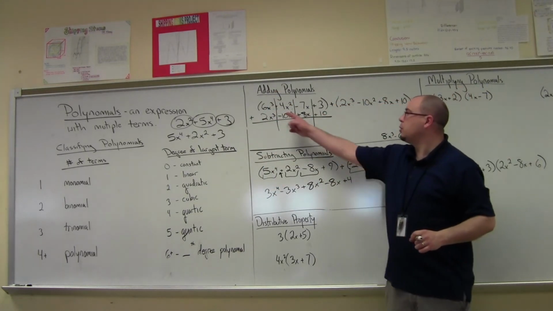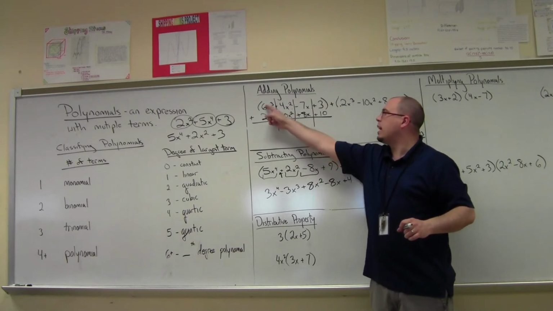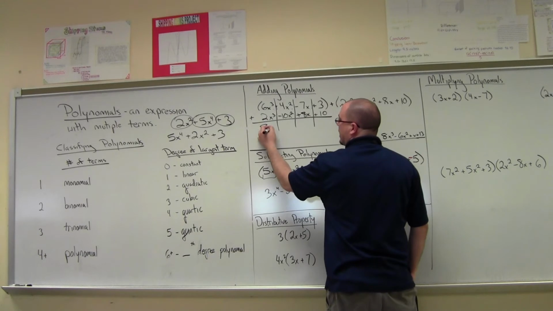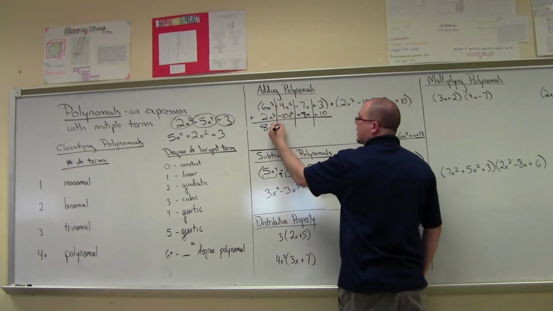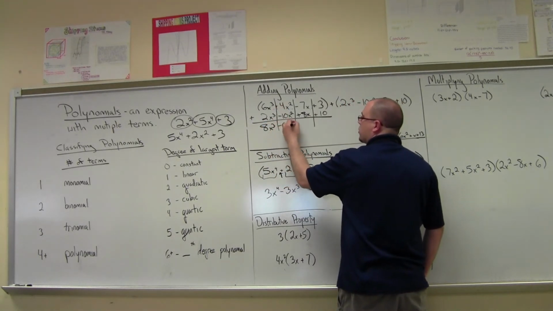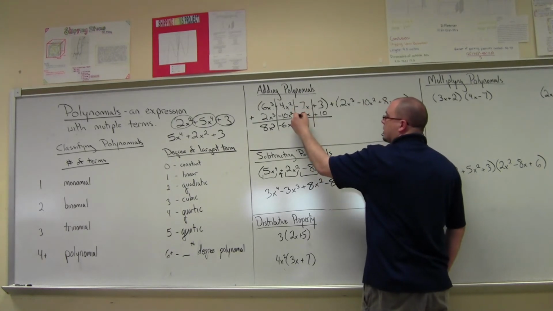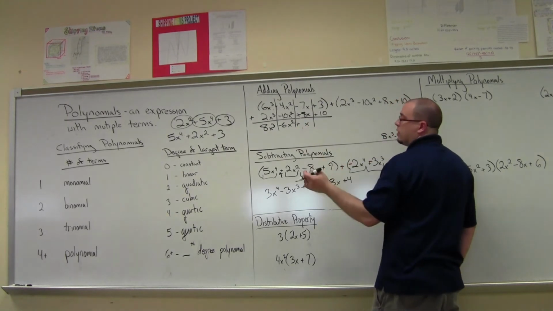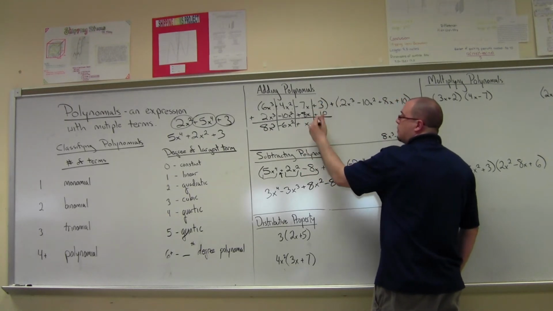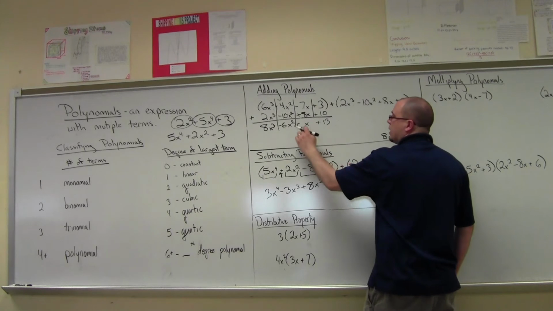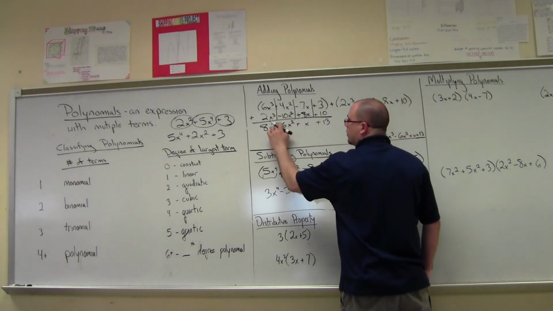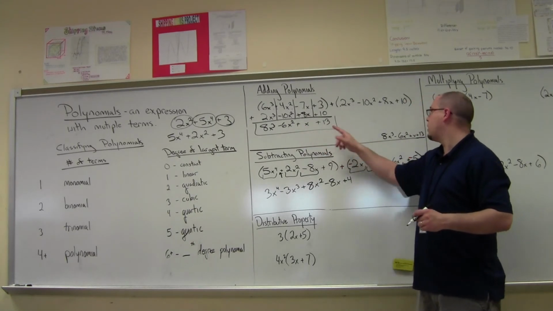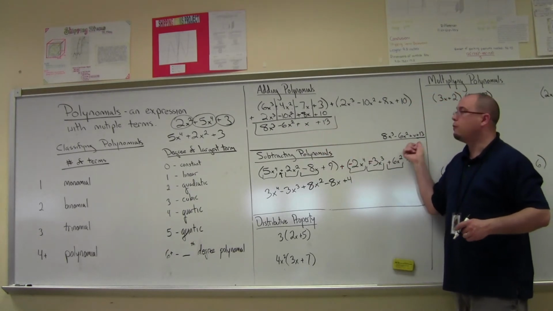And all you really need to do, you can ignore the exponent and just focus on the coefficient, the number in front. 6 plus 2 is 8, so it's 8x to the third. 4 plus negative 10 is negative 6, so it's negative 6x squared. Negative 7 plus 8 is 1, so it's 1x, a positive 1x, which might just be written as a positive x. And then 3 plus 10 is 13. So my final answer here should be 8x to the third minus 6x squared plus x plus 13, which is exactly what we got before.